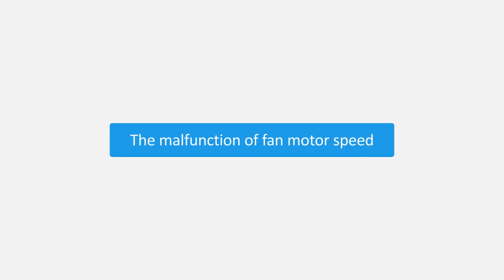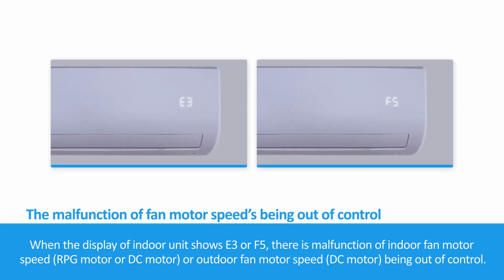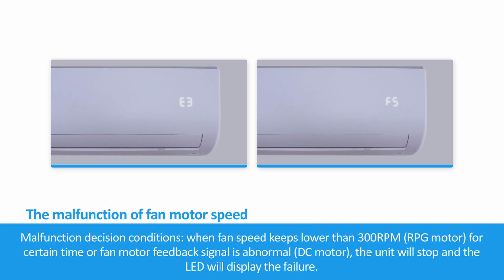The malfunction of fan motor speed. When the display of the indoor unit shows E3 or F5, there is a malfunction of indoor fan motor speed (RPG motor or DC motor), or outdoor fan motor speed, DC motor being out of control. Malfunction decision conditions: when fan speed keeps lower than 300 RPM (RPG motor) for a certain time, or fan motor feedback signal is abnormal (DC motor), the unit will stop and the LED will display the failure.